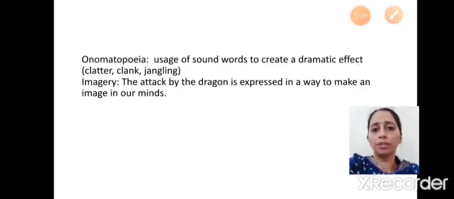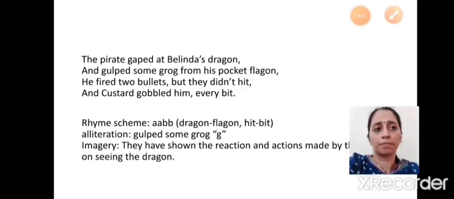Onomatopoeia, the use of the words clatter, clang, jangling. They indicate sound. So the figure of speech is onomatopoeia. Then we have imagery, the way the dragon attacked the pirate. How nicely they have expressed this. So this creates an image in our mind. So the figure of speech is imagery. Again, let us see the rhyme scheme: AABB.